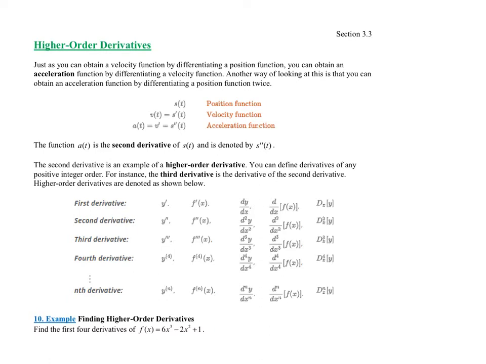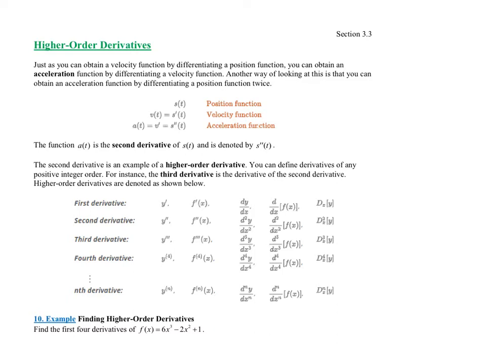And they start off with a wonderful example of why we would care about higher order derivatives. So let's read this first paragraph. It says, just as you can obtain a velocity function by differentiating a position function, you could obtain the acceleration function by differentiating a velocity function. So if you take the derivative of position, you get velocity. If you take the derivative of velocity, you get acceleration.